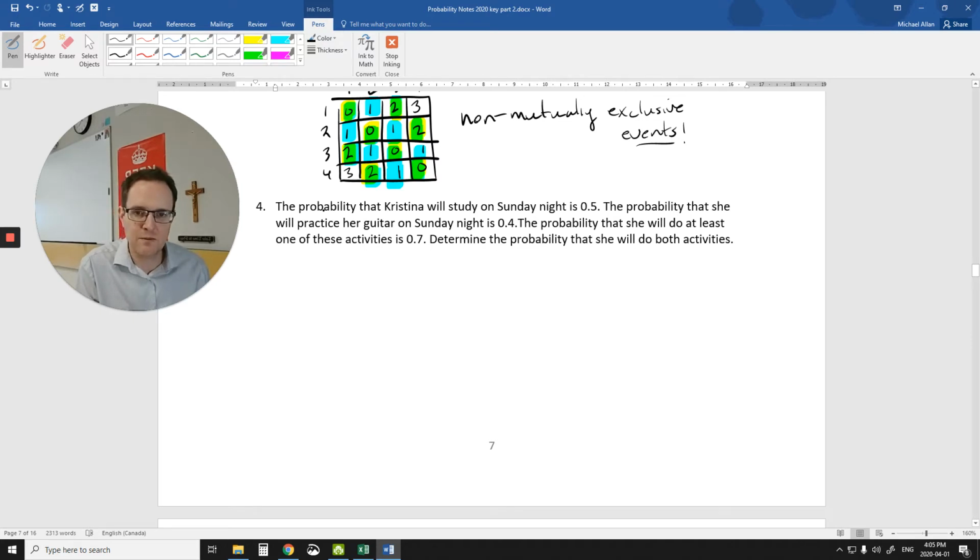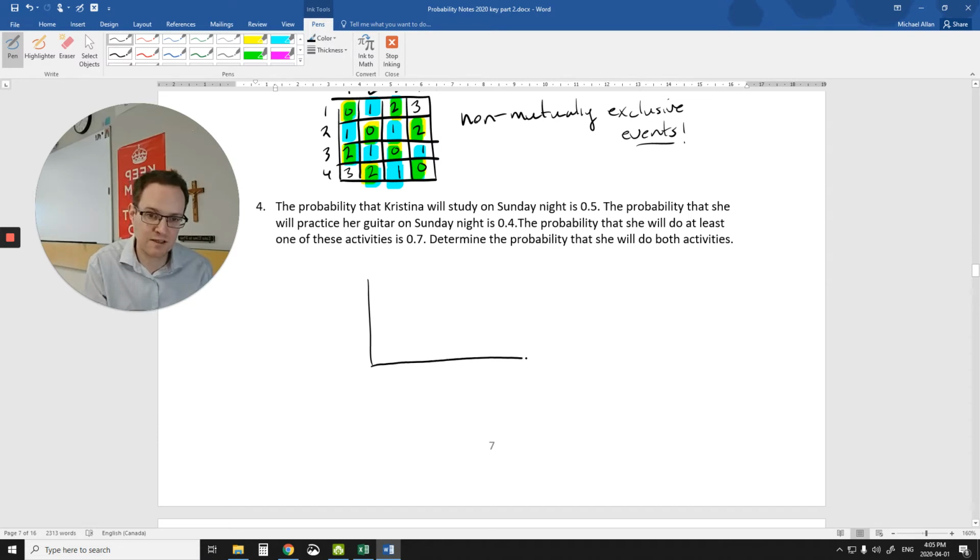Okay, so let's read this next one. Christina here has a probability that she'll study on Sunday as 0.5. The probability that she'll practice the guitar on Sunday is 0.4. The probability that she'll at least do one of these things on Sunday, I'm assuming, is 0.7. What's the probability that she will do both of them?